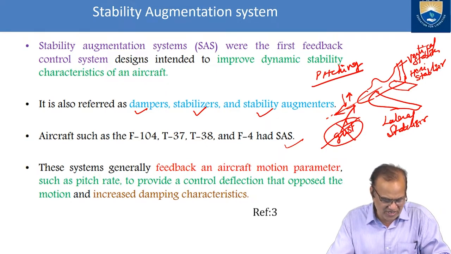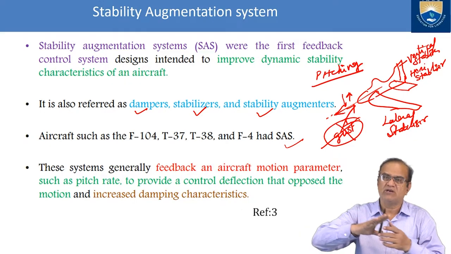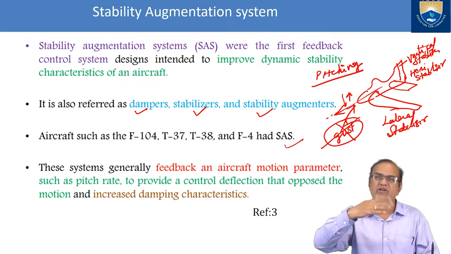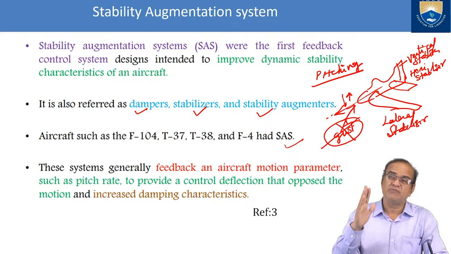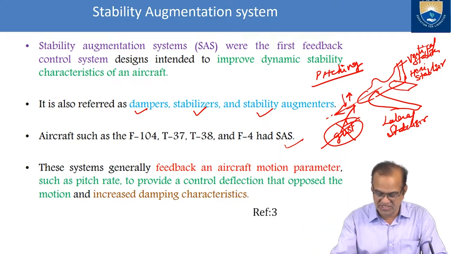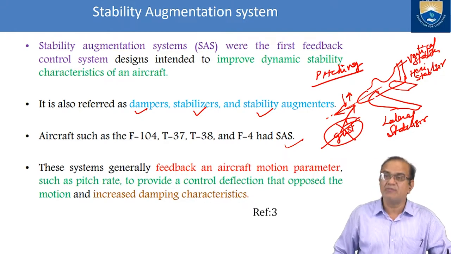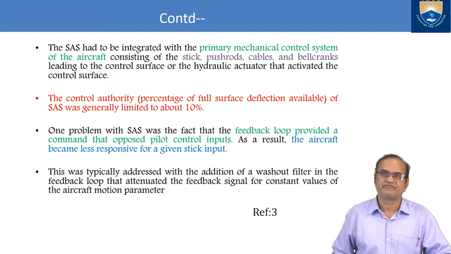This SAS system will work mostly on pitch rate, that is, per second how much the nose is going up or down. It is called the pitch rate, to provide a controlled deflection, and accordingly the pitching elevator is deflected. So the elevator has to be deflected as per the pitching rate, and the damping characteristics of the aircraft have to be increased as per the pitch rate of the aircraft.